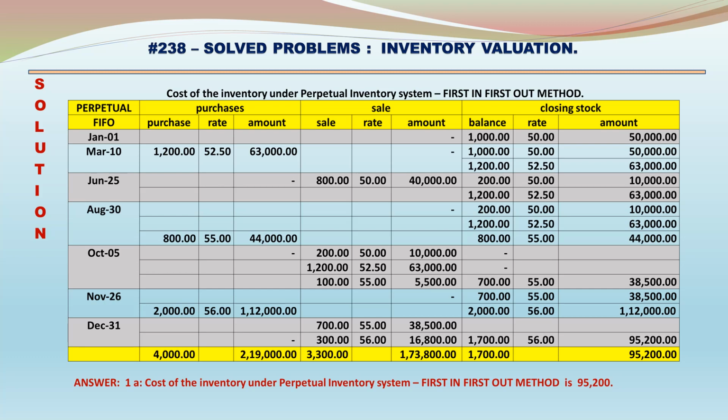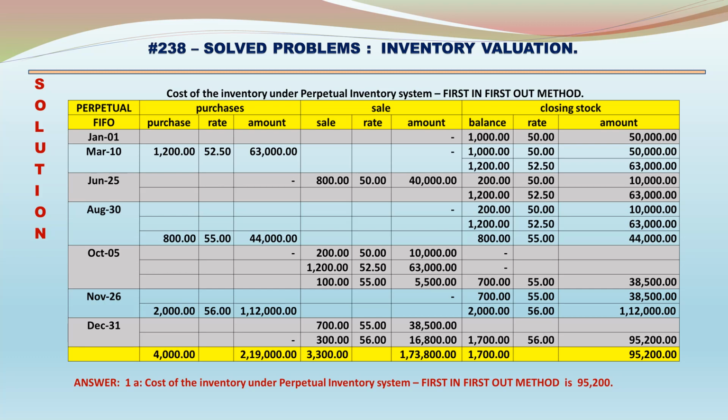October 5, there is a sale of 1500 units. So this is from 200 units from the beginning balance at the rate 50, 10,000, 1200 units from the first purchase at 52.50, 63,000, and 100 units from the second purchase at the rate of 55, amounting to 5,500. Now the balance is 700 units from the second purchase available at the rate 55, 38,500.